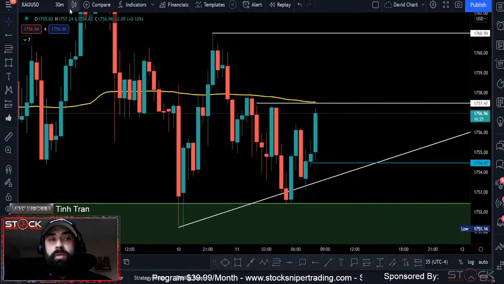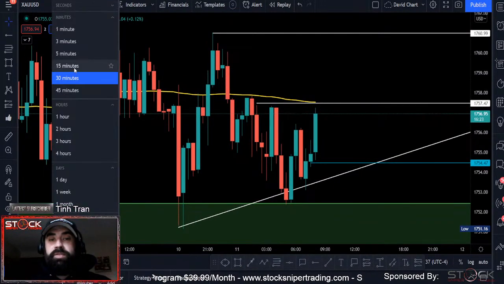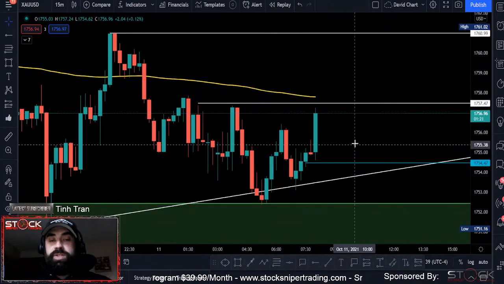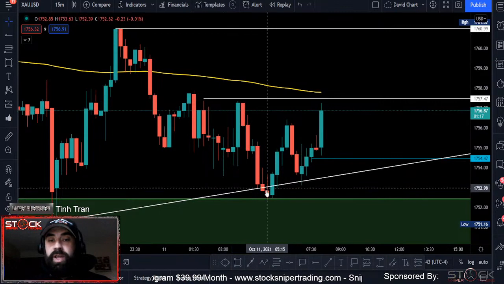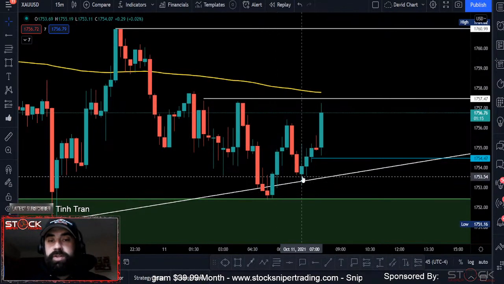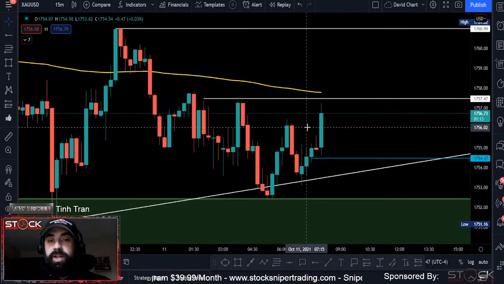So from now, the 15-minute, okay, this is what I'm looking at. This is becoming more clear. You can start to see the structure forming. Okay, bouncing off here, finding good support, finding a good neckline area right here.